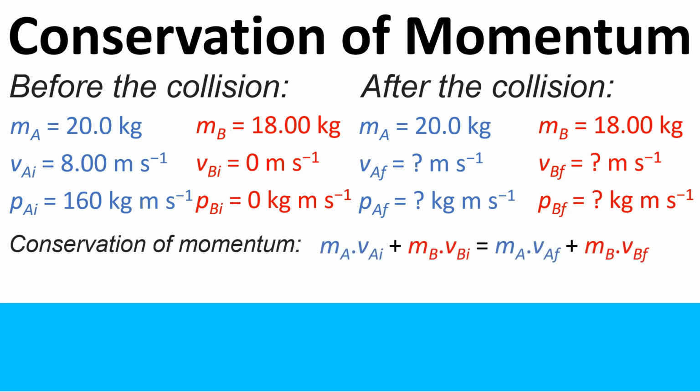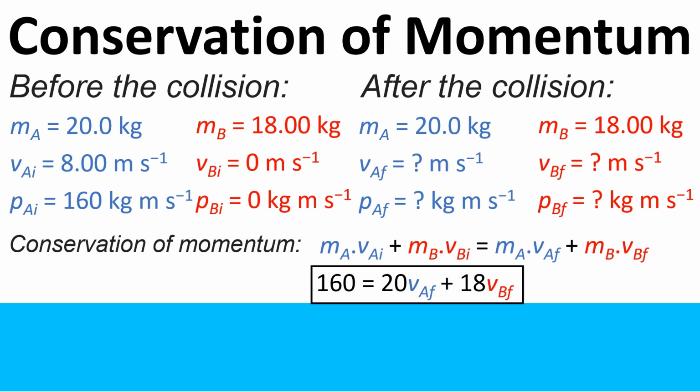Now using conservation of momentum, we can write this equation and we can substitute in the values. So 160 plus 0 is the momentum before the collision, and then after the collision we can substitute in. So we have 20 VAF for the final velocity of A plus 18 VBF for the final velocity of B. That gives us one equation with two unknowns. So we can't quite solve that yet, we're going to need to know something else.